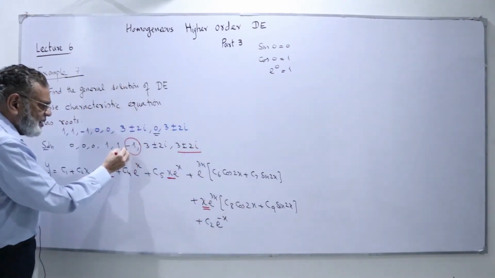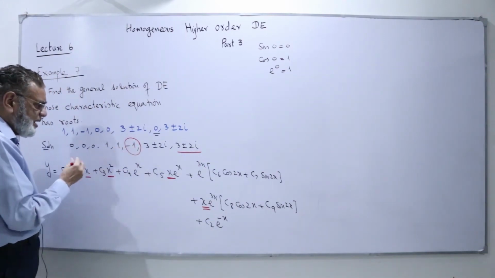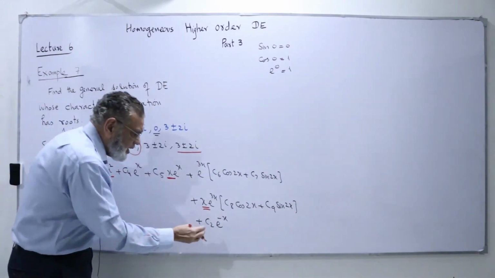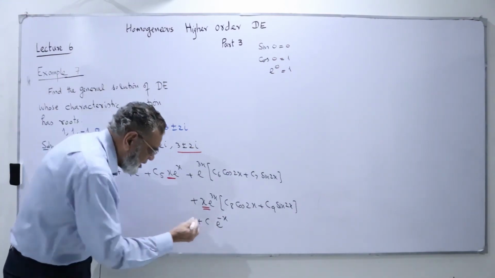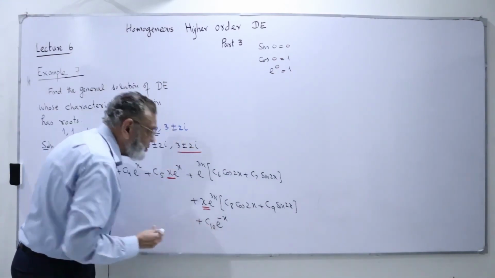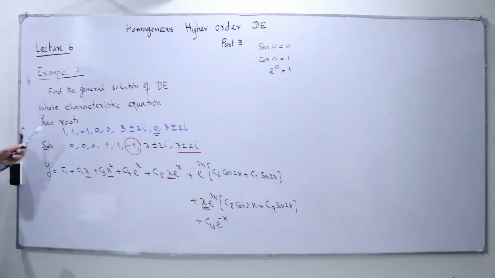Now here this was the distinct root, not in any other group. So we get here c10, and we write e to power minus x. This is how we can write the solution when the roots are given. You are given the 10 roots, and we use that to write our general solution.